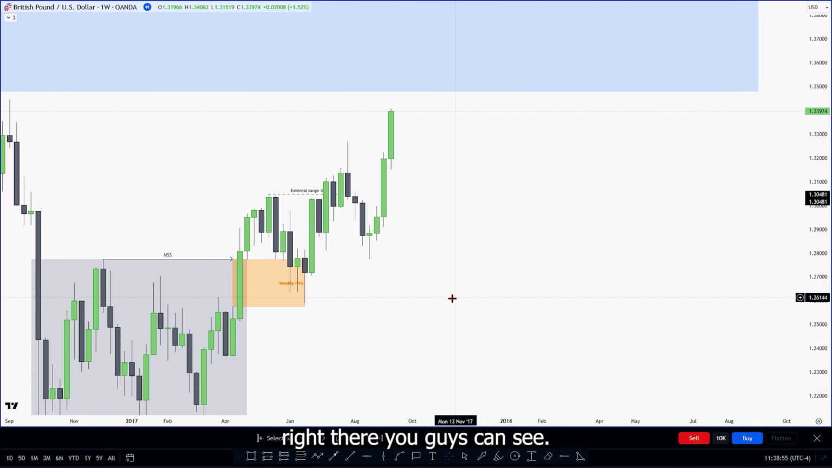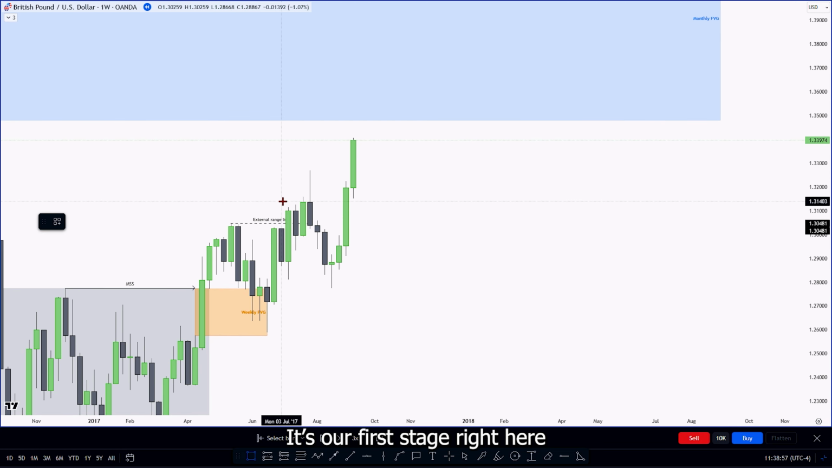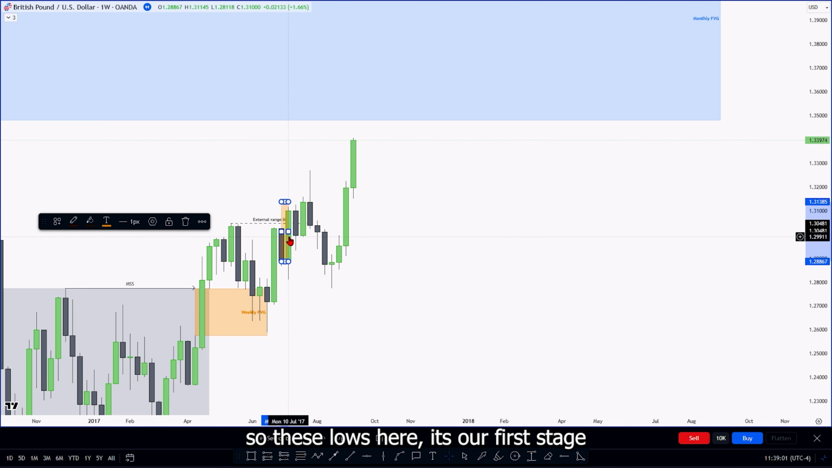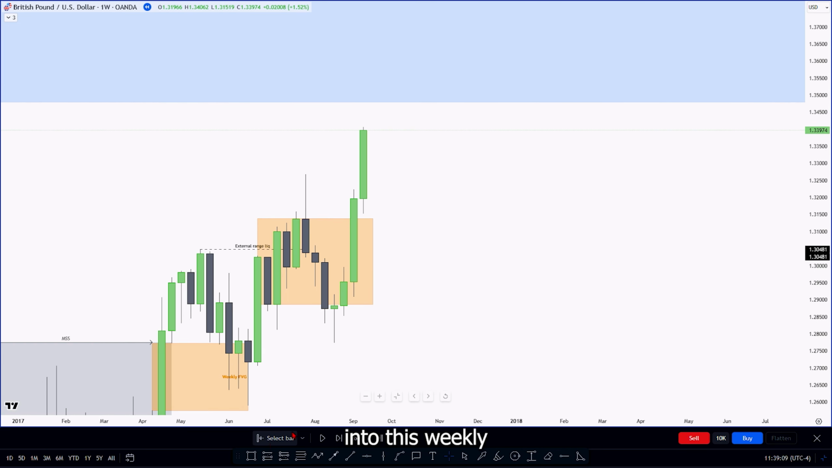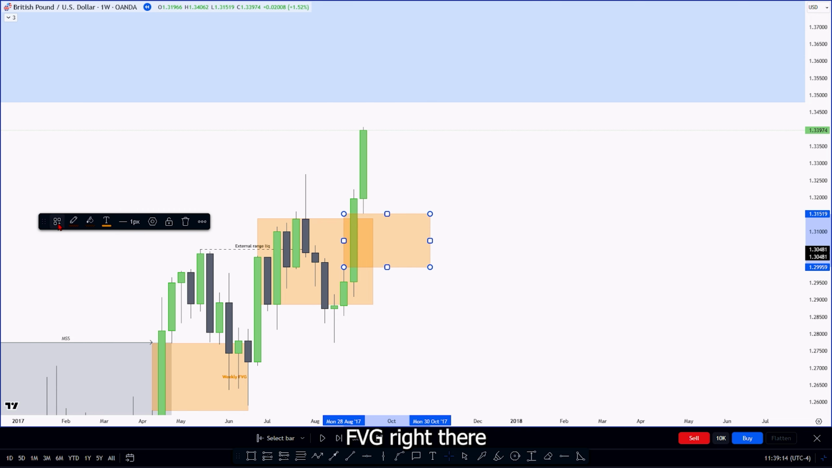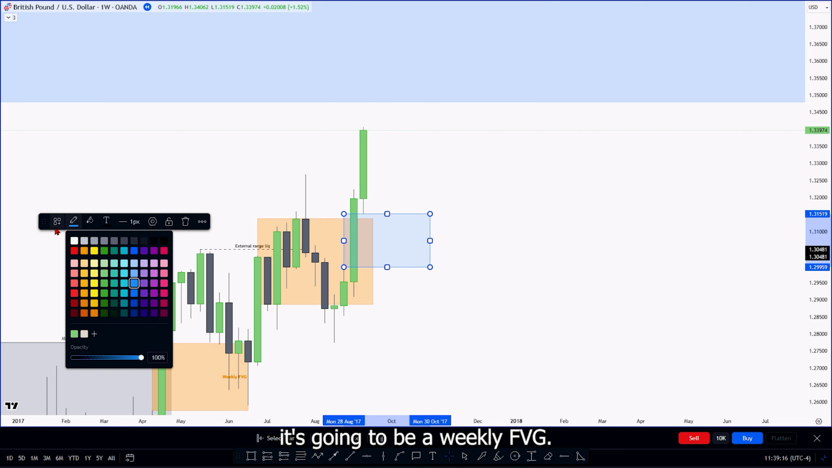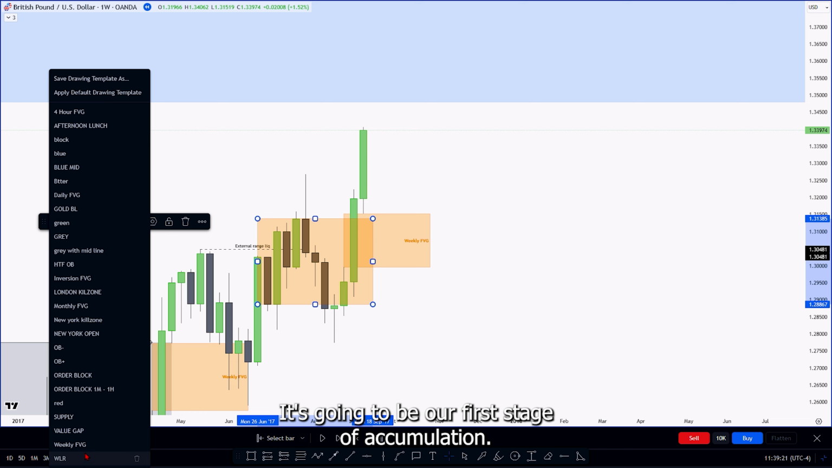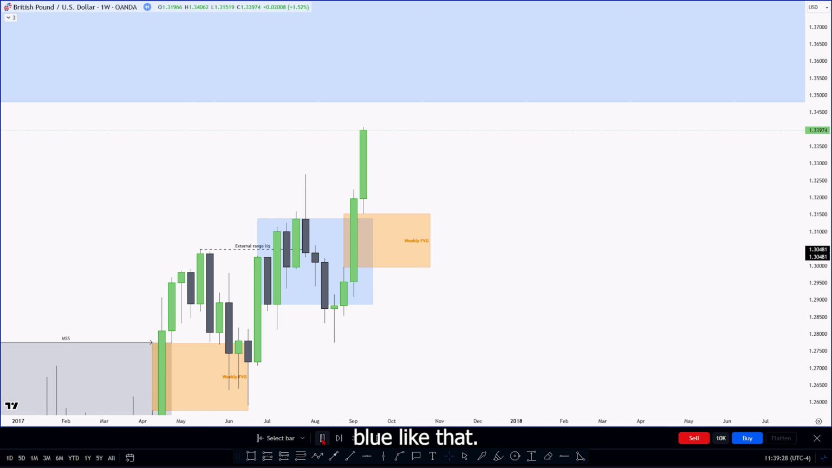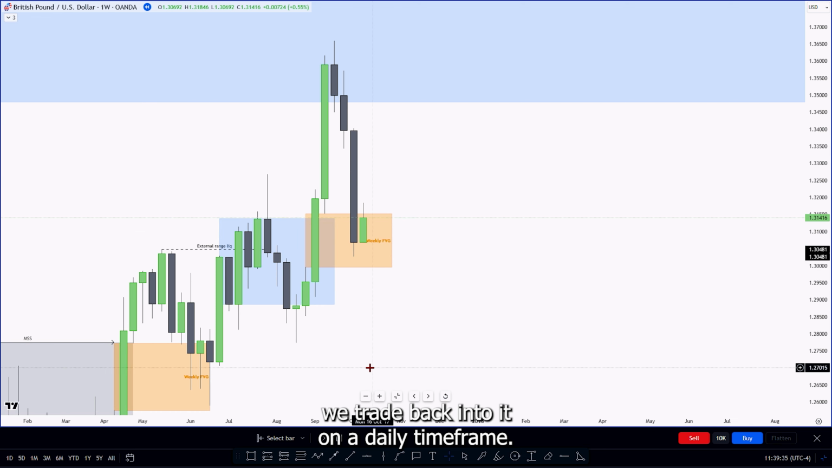And there you guys can see it's our first stage right here. From these highs to these lows here, it's our first stage. We could wait for the market to trade back into this weekly fair value gap right there. It's gonna be our weekly FVG. It's gonna be our first stage of accumulation. I'll make it blue like that. We trade back into it.